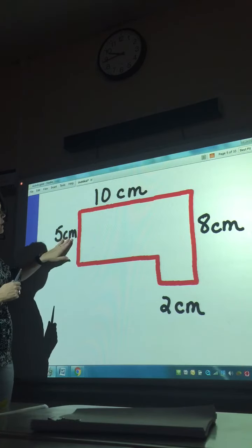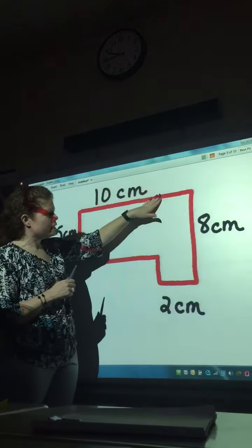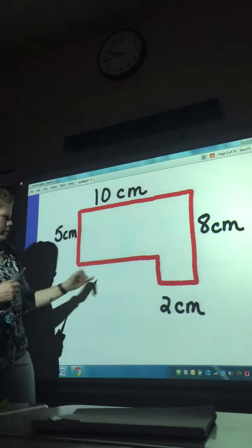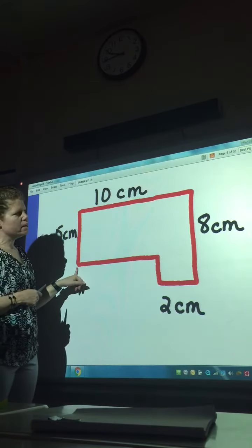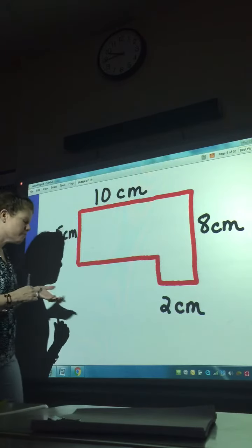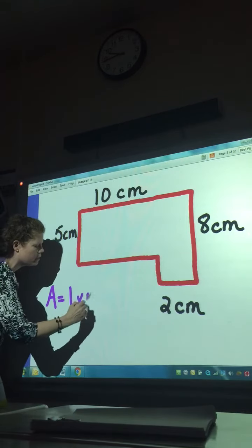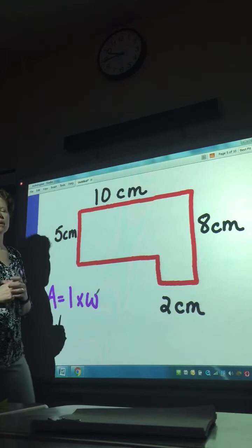This side is 5 centimeters. This side over here is 10 centimeters. This side is 8 centimeters. This side is 2 centimeters. Well, we don't even know what this side is here. So this makes it a little bit more challenging for us to use the formula for area, which is length times width, because we're not exactly sure which numbers we're going to use.